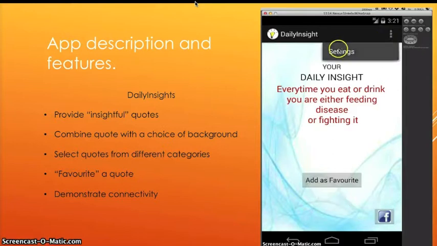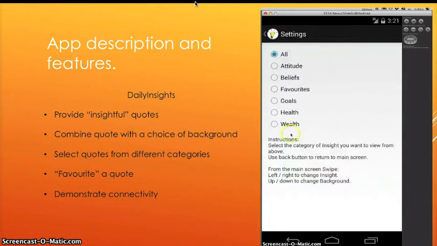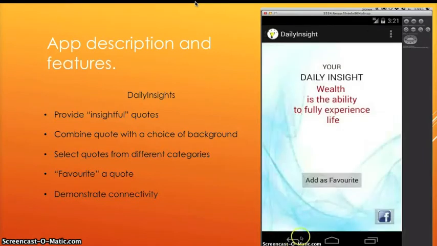In the Settings tabs, you are able to select quotes based on their category. There are also instructions to help the user navigate their way through the program. As you can see, we've selected the favorites quote, and there's the quote that was favorited earlier on. The app also has added Facebook connectivity.